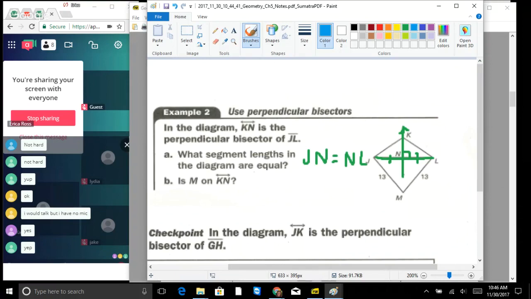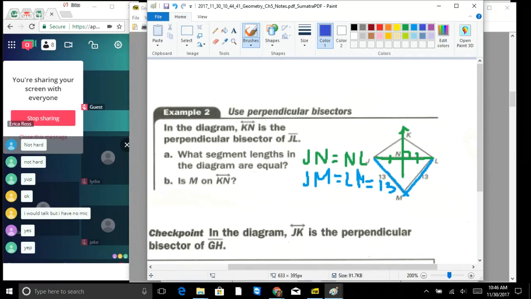What about these two that both say 13 on them? Can we say that JK or JM equals LM because they both equal 13? Yeah. I mean, they're both labeled as 13 on there, so we can say that they're equal to each other because they have the same length, right?